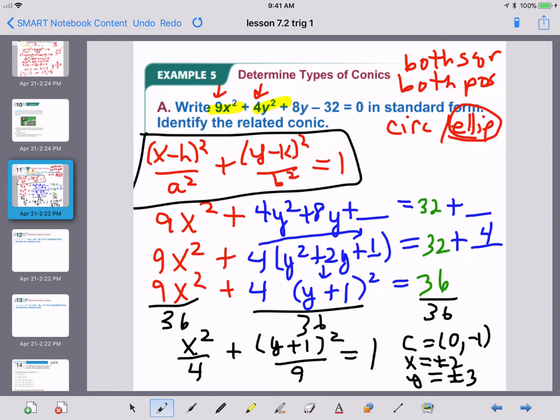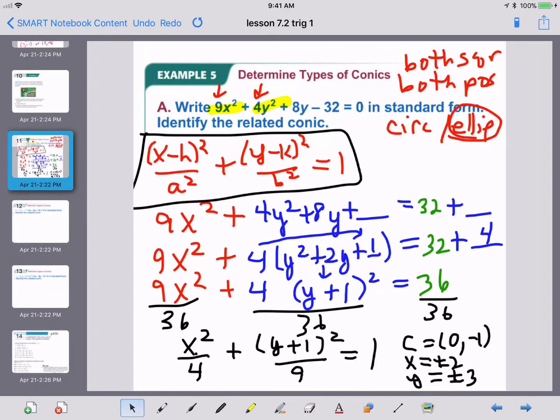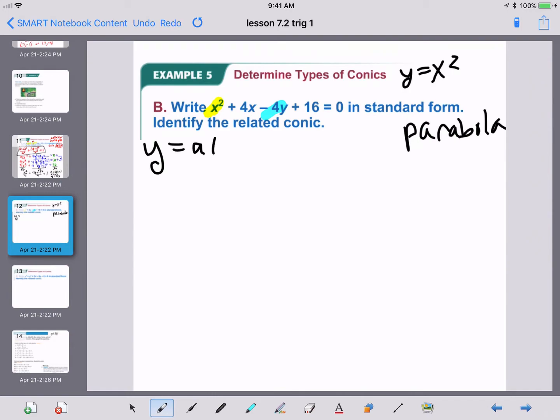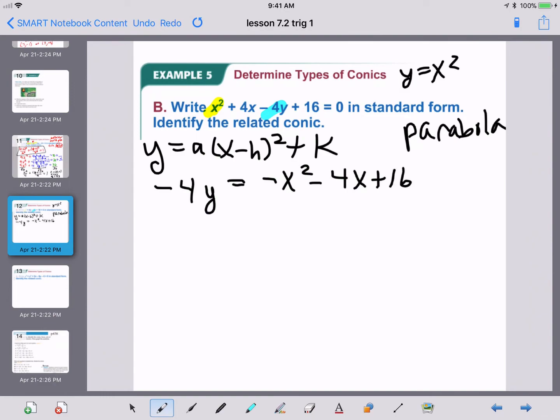So there's identifying a conic and getting into standard form. Let's look at this one. Our highest power on our x is an x squared. Our highest power on our y is a y to the first. So it's a y equals x squared. It is a parabola. Okay. So we want to get it into standard form, which is y equals a times x minus h squared plus k. So how do we do that? Well, let's get the y's to one side and everything else to the other side. I don't like the fact I've got this front number here. I'm going to divide everything by -4.